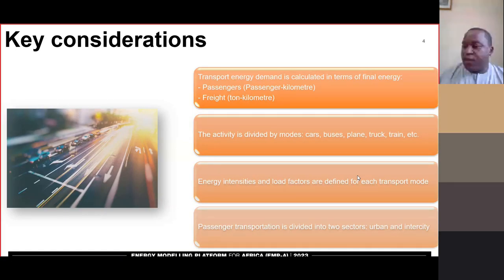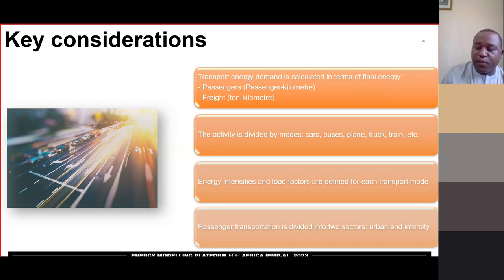So, when we want to design the equations which are behind this transport sector, let's first look at some key considerations. As I said, we will select another driving parameter which is closer to the activity in the transport sector. Here, there are two driving parameters: passenger kilometer and ton kilometer. Passenger kilometer will be for passenger transportation, meaning the movement of people from one place to another.